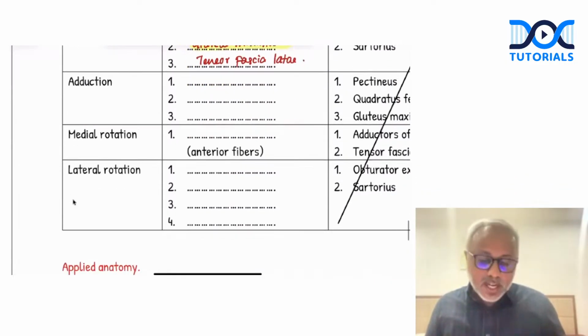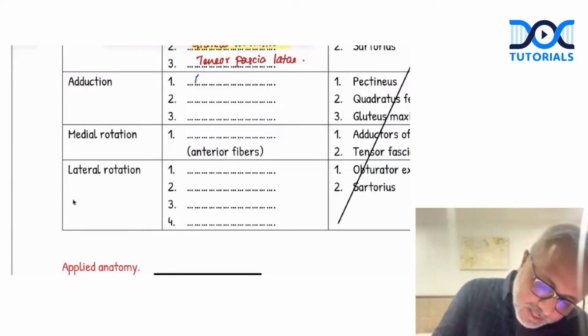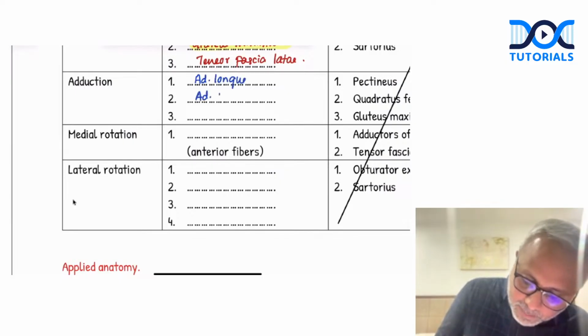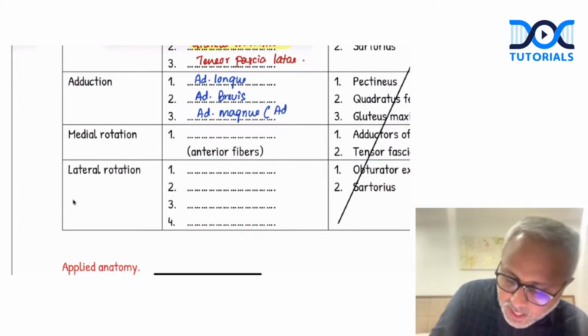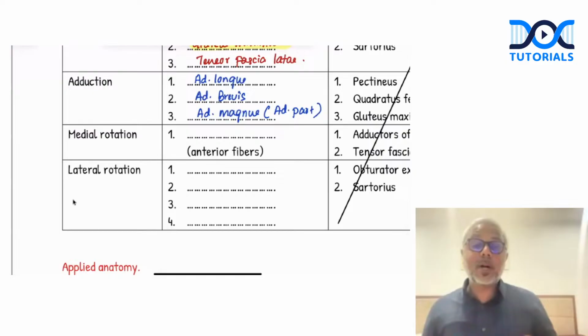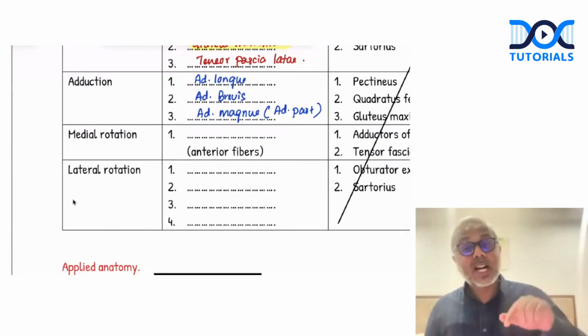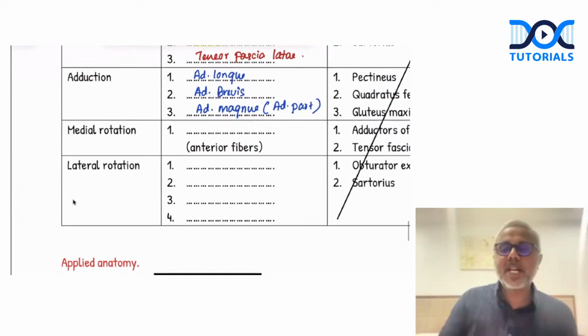Then, how about adduction? Remember, in adduction, we need to remember adductor longus, adductor brevis, and the last one is adductor magnus. But here, write it as the adductor part. Hamstring part brings about, ischial part brings about extension, adductor part brings about adduction. Then, what about the medial rotation and lateral rotation?